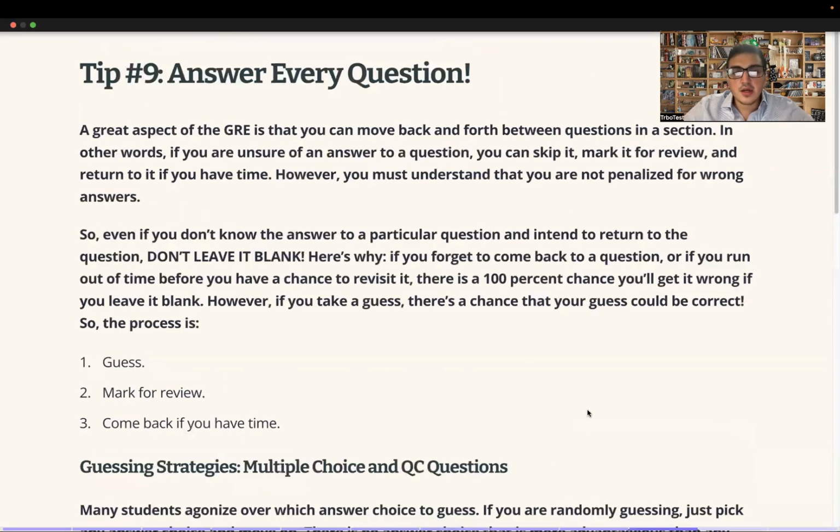Tip number 9, a great aspect of the GRE is that you can move back and forth between questions in a section. In other words, if you are not sure of an answer, you can skip it, mark it for review, and return to it when you have time.